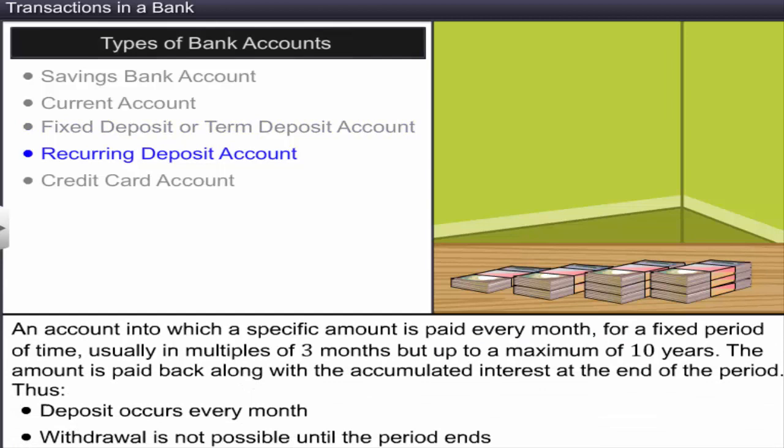A recurring deposit account is an account into which a specific amount is paid every month for a fixed period of time, usually in multiples of 3 months, but up to a maximum of 10 years. The amount is paid back along with the accumulated interest at the end of the period. Thus, deposit occurs every month, and withdrawal is not possible until the period ends.